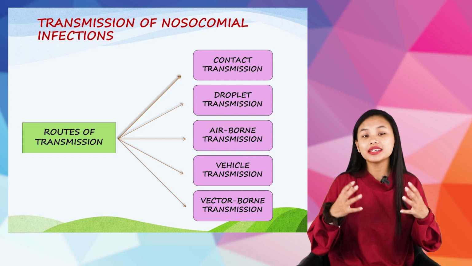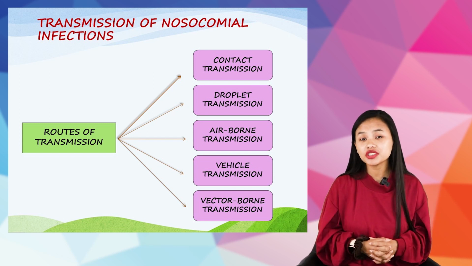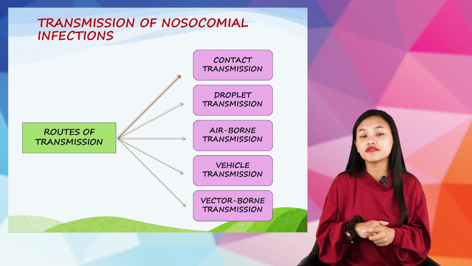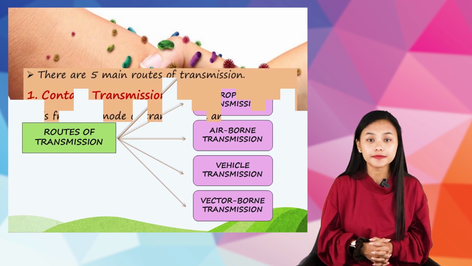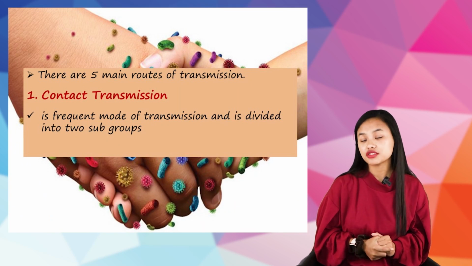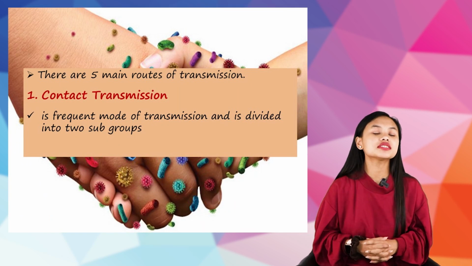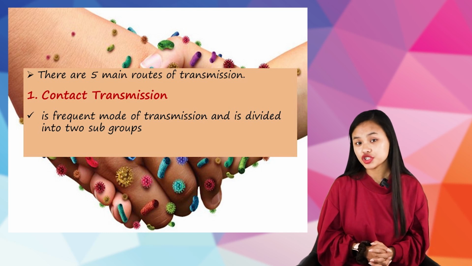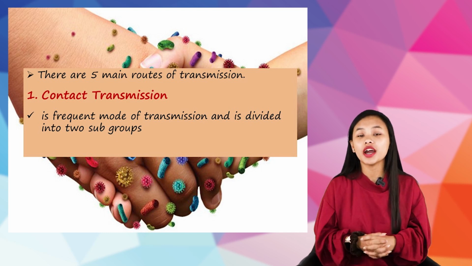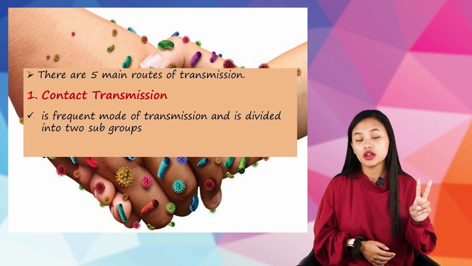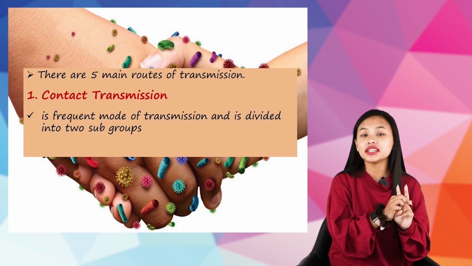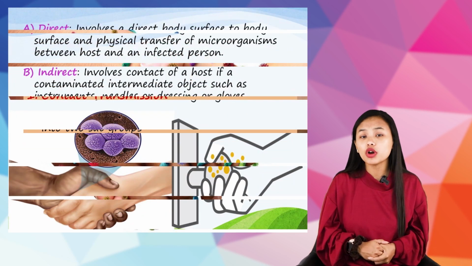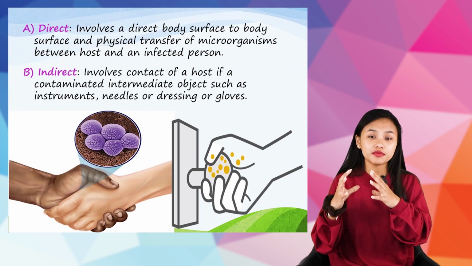So in order to get a detailed idea of how these infections can transfer through these various routes, let us look at each one of them in detail. The first one is the contact transmission. This is a frequent mode of transmission and is further divided into two subgroups. The first one is the direct transmission and the second is the indirect transmission. So what do you mean by direct transmission?